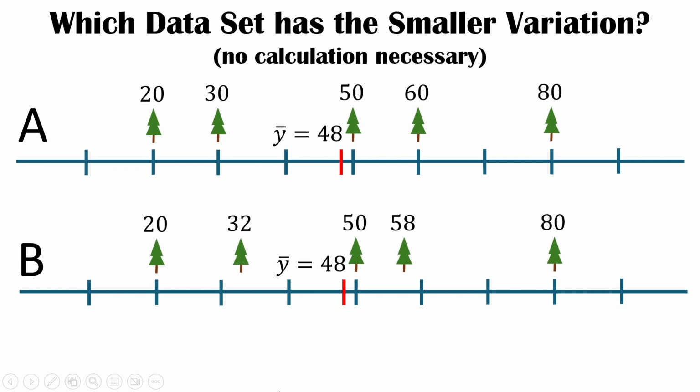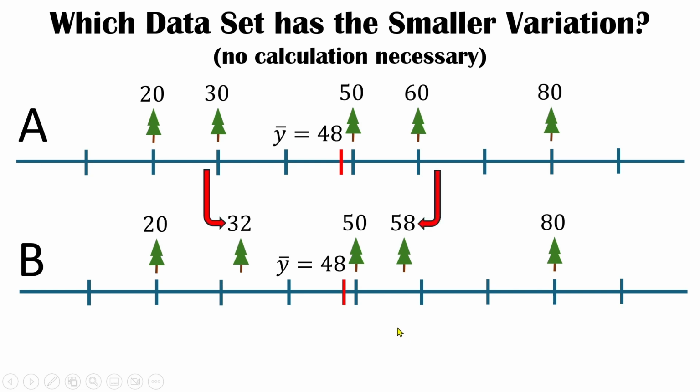Okay, so hopefully you noticed that the only difference between these two data sets, they have the same mean value. They actually have the same range. In other words, the difference between the largest and smallest value is the same for both data sets. The only difference is 30 has become 32, a little bit closer to the mean, and 60 has become 58, also a little bit closer to the mean value.